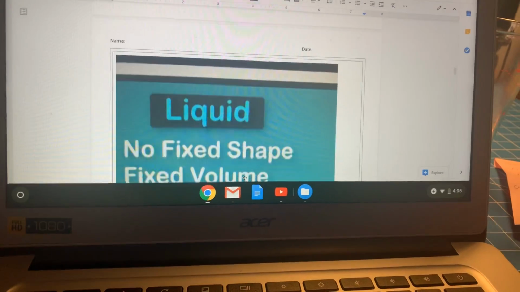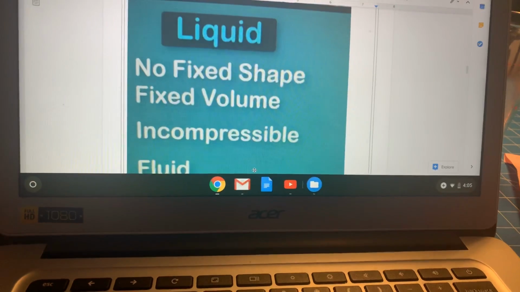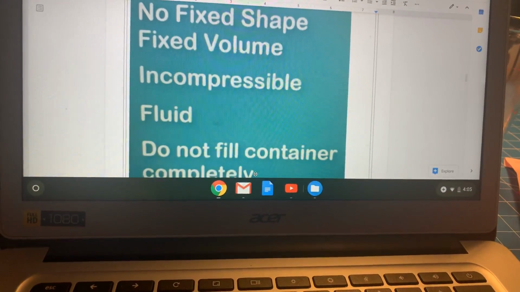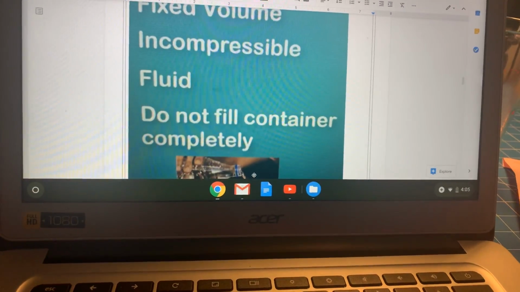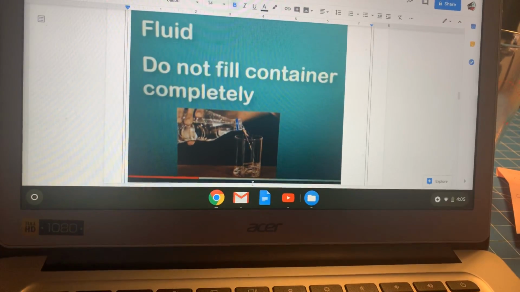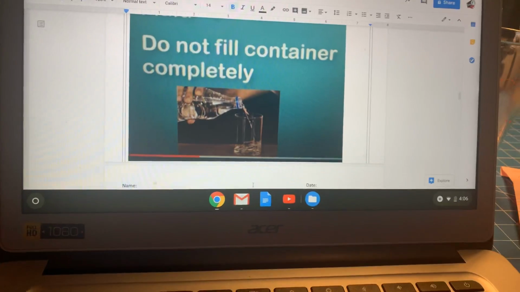Then we move on to the phase of matter, liquid. So for liquid, there's no fixed shape or volume. It's incompressible, so it cannot be compressed. Because it's liquid, it has the ability to flow freely, and it does not fill the container completely.